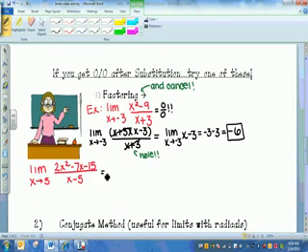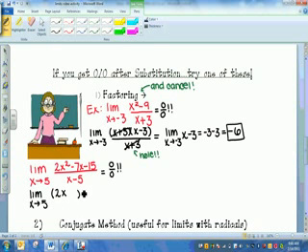Okay, so for this one, after plugging in 5, you end up getting 0 over 0. You always want to do substitution first, because there are examples where you don't need to factor, okay? So always do substitution first to save you some time. Since I got 0 over 0, and since it's a rational function, two polynomials, I'm going to factor it.